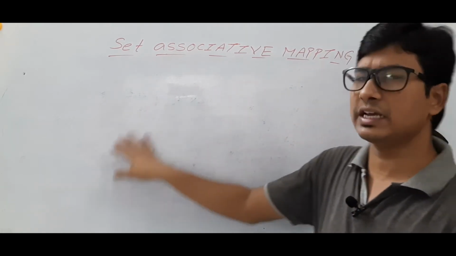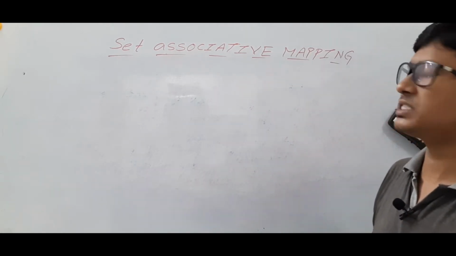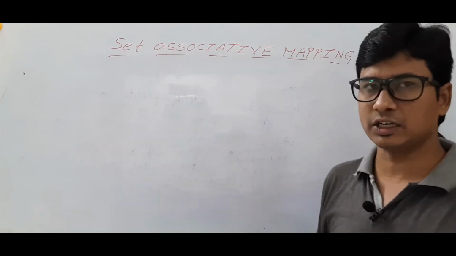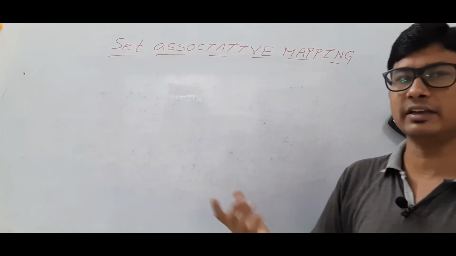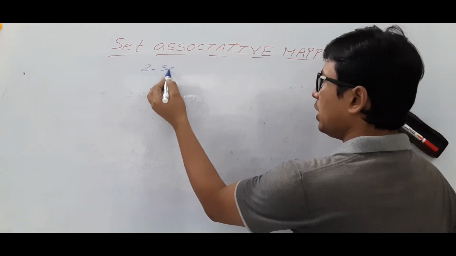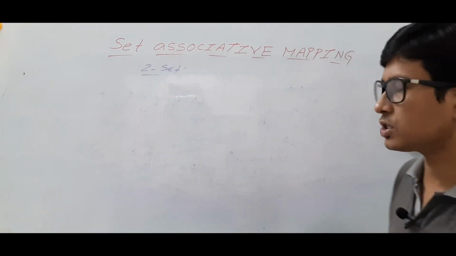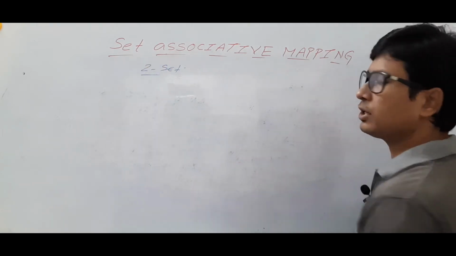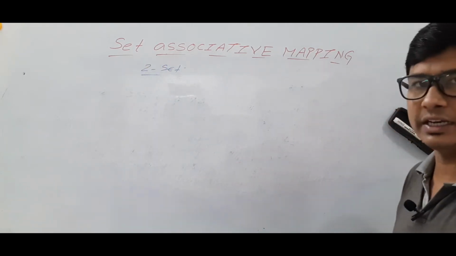Usually they will call it a k-way set associative or two-way set associative. We are talking about it as set associative. Let's take that they have written it as a two-way set associative. Now what is meant by two-way set associative mapping is that it can be 2, or it can be 4, or it can be 8, anything.